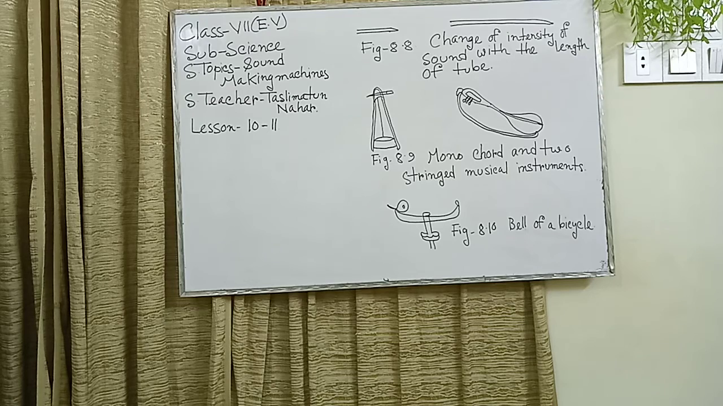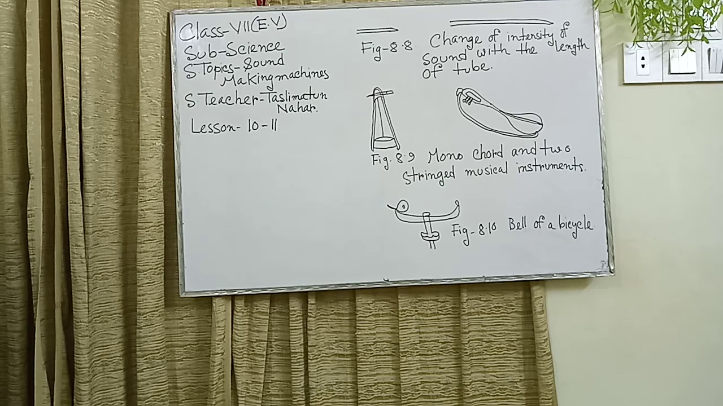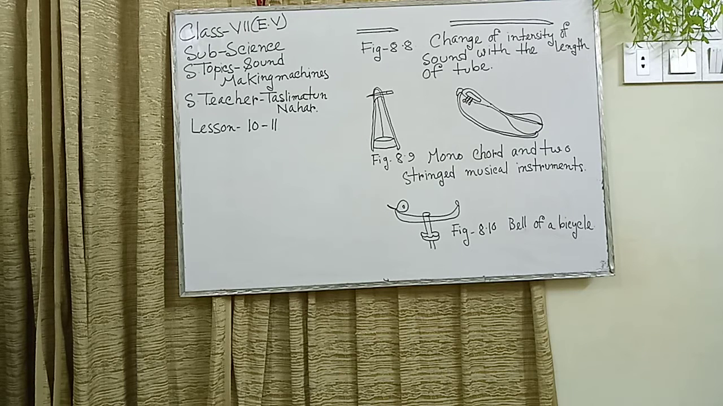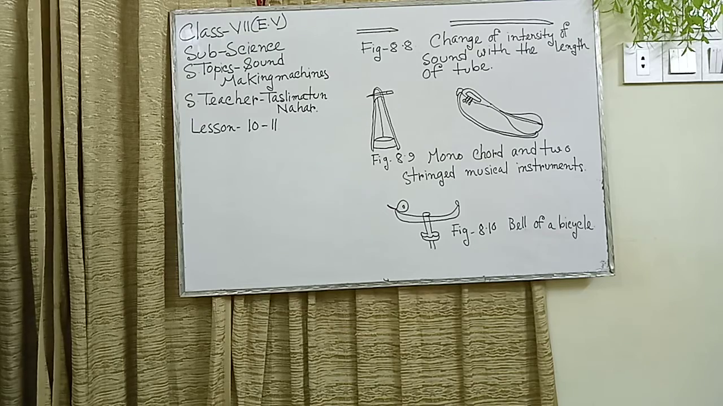Process: make the tube flat. Cut the flat end so that it is pointed. Blow the cut end with your mouth. Observe what kind of sound is produced. Now, cut the other end of the tube and make it shorter. Can you hear the difference in intensity of sound? Final result: the intensity of sound is more in the shorter tube. Here our first experiment is to observe the change of intensity of sound with the open length of tube.